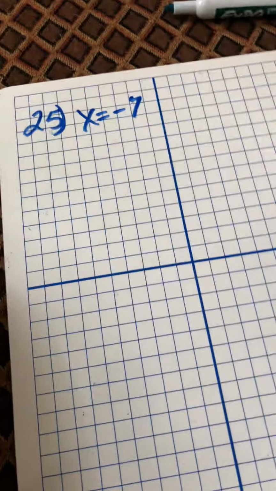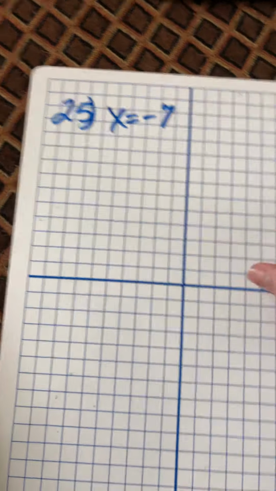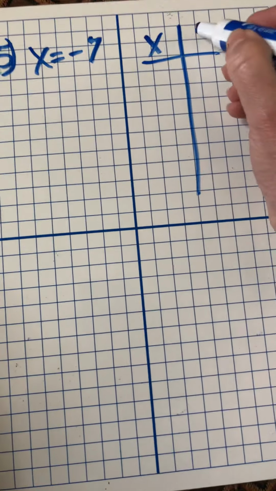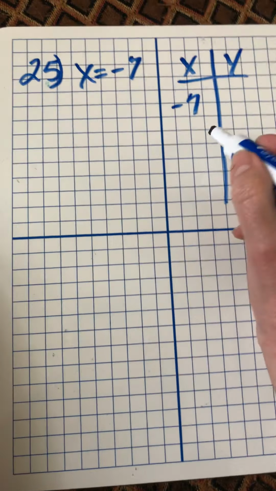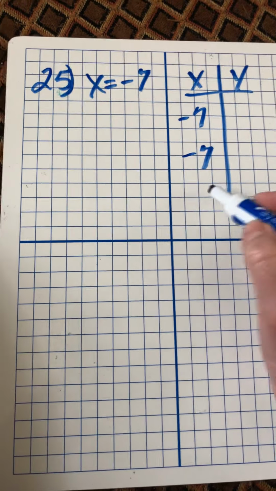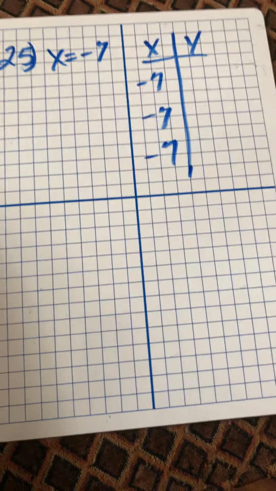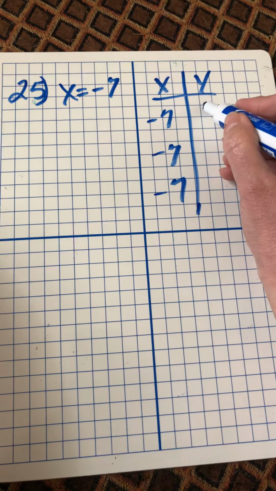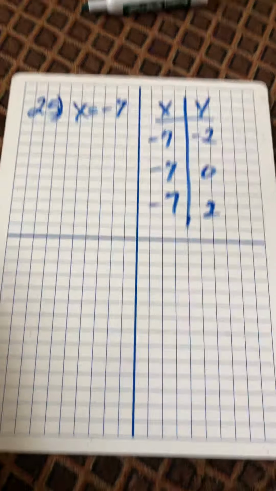So, this is going to take some preaching on my part. Pardon this squeaky office chair. Now, recall that x is negative 7. All the x's are negative 7, no matter what. And I'm going to pick some simple y's to use. How about negative 2 and 0 and 2?